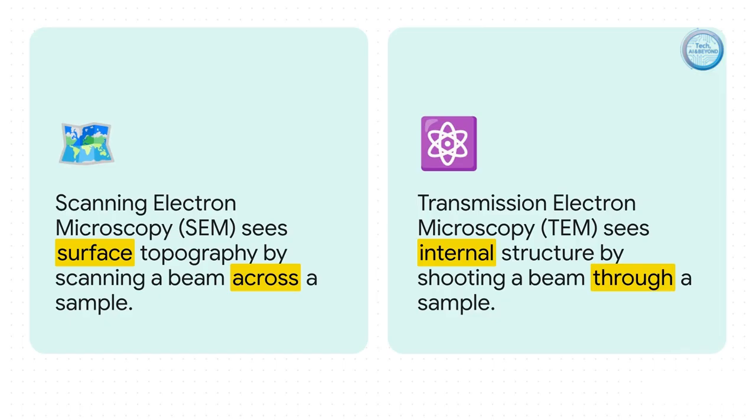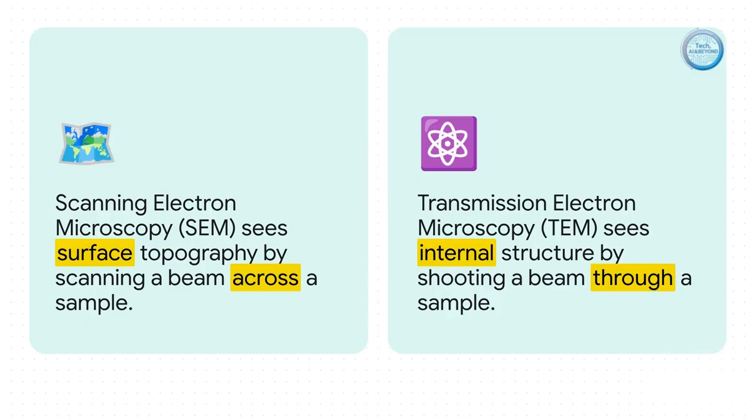It's a pretty elegant process. As the name suggests, it scans a very focused beam of electrons across the sample surface in a grid, kind of like how an old tube TV used to draw a picture. When this beam of electrons hits the sample, it knocks some of the sample's own electrons loose. These are called secondary electrons. A detector then collects these secondary electrons.